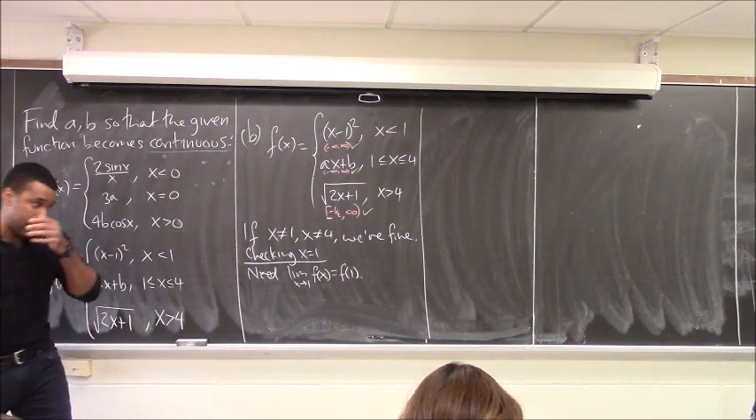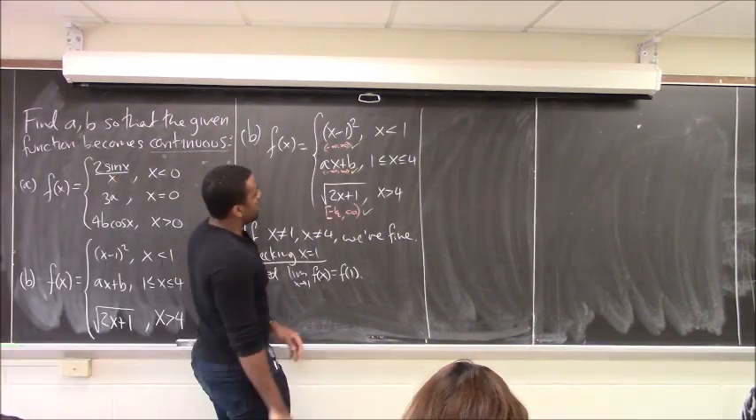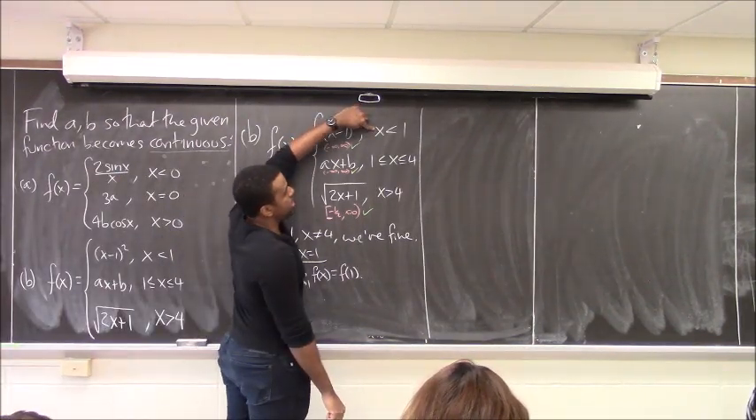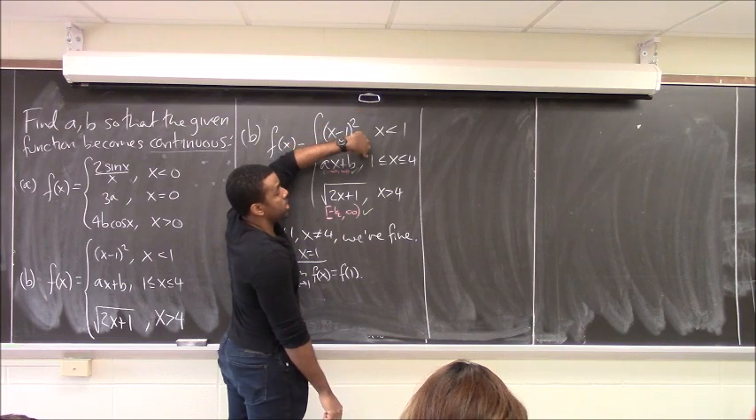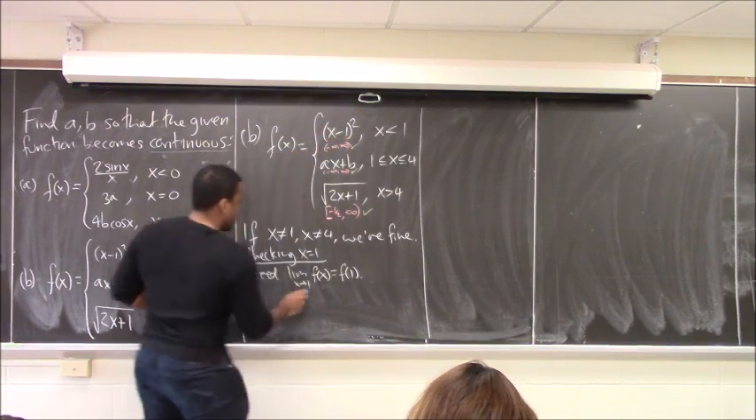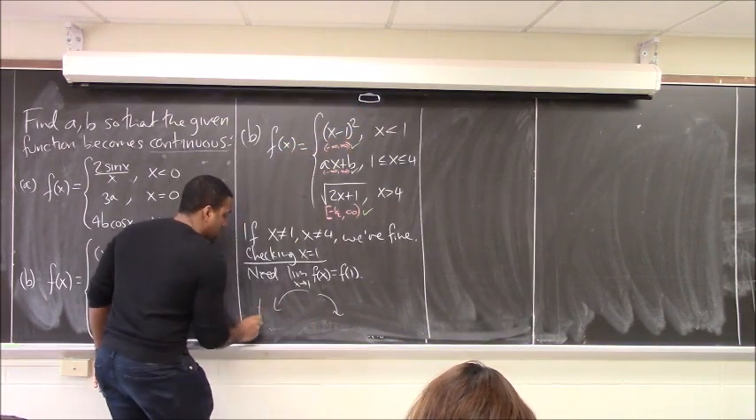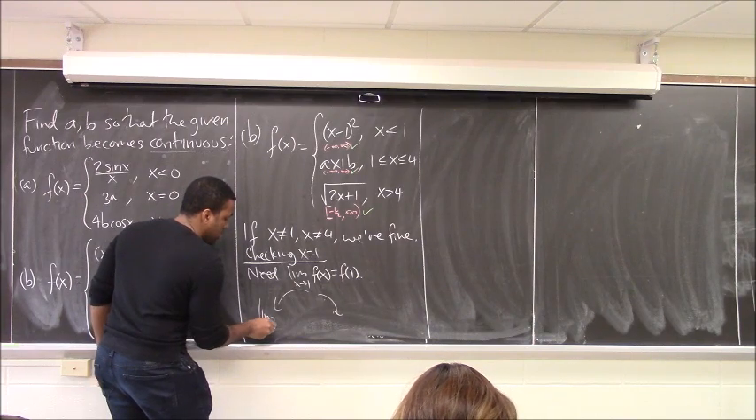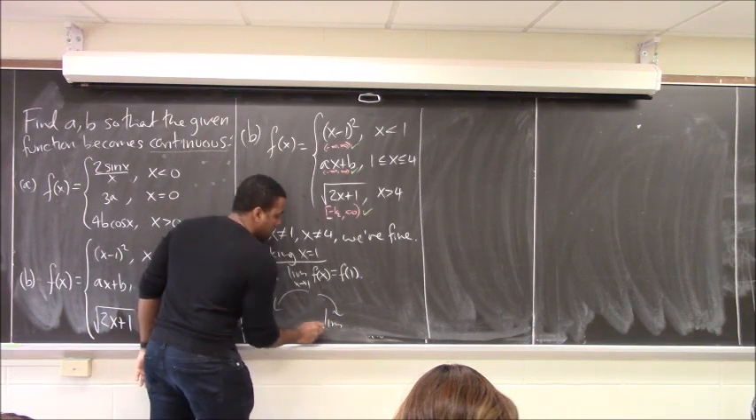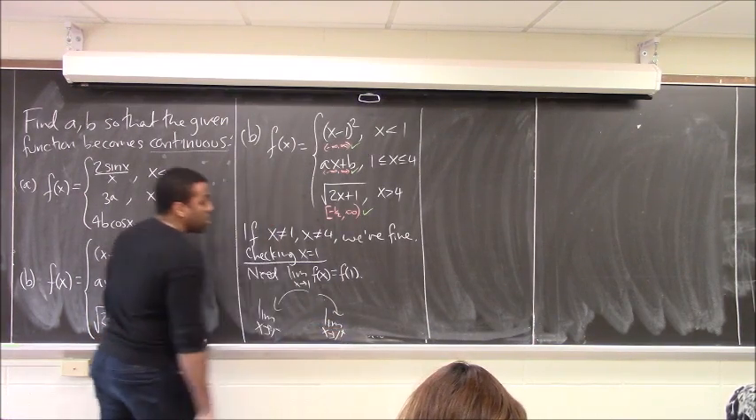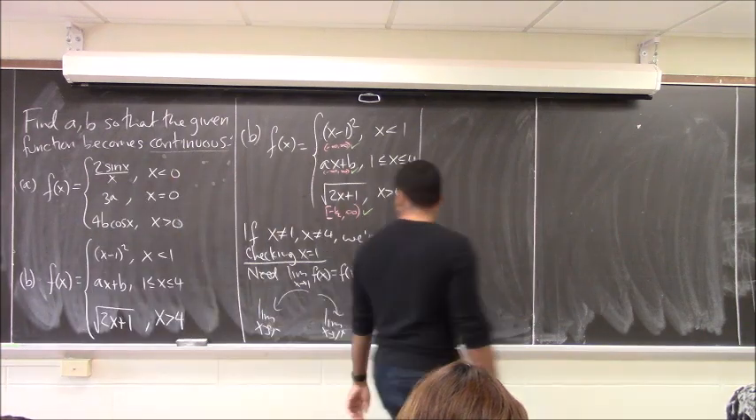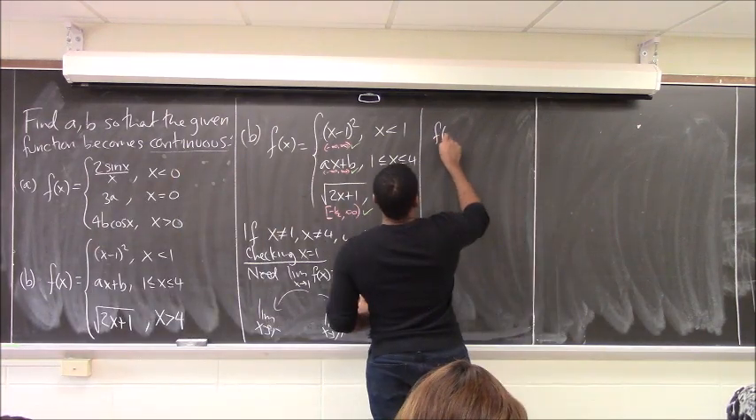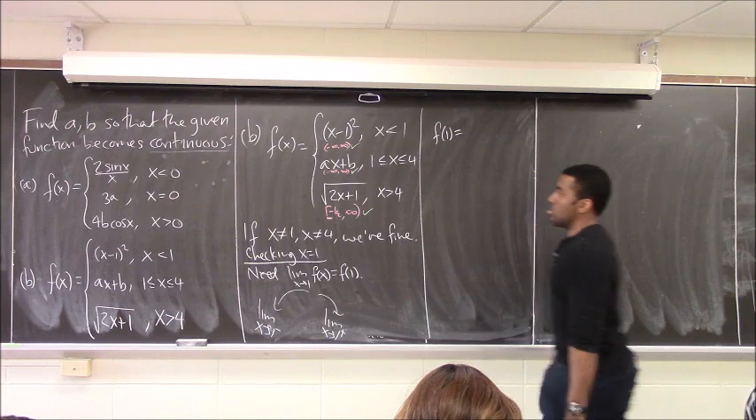How do I make sure that that happens? And again, there's a section for when x is less than 1. There's a section for when x is greater than or equal to 1. So we are going to have to consider two limits here. We need the limit as we approach 1 from the left. We also need to talk about the limit as we approach 1 from the right. So let's deal with 1. F of 1 is what?